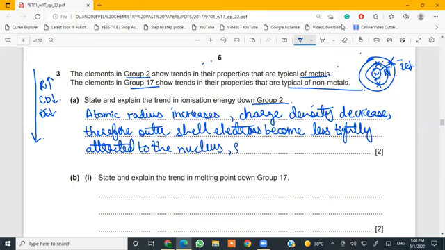So lesser energy would be needed to remove them, and ionization energy will decrease.